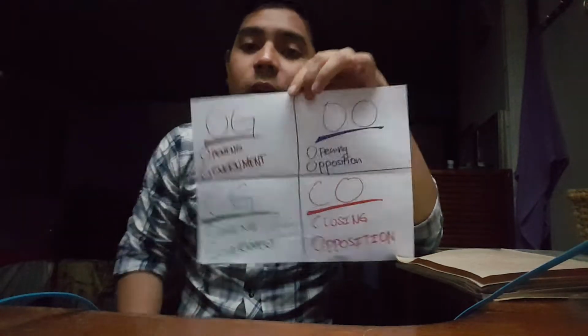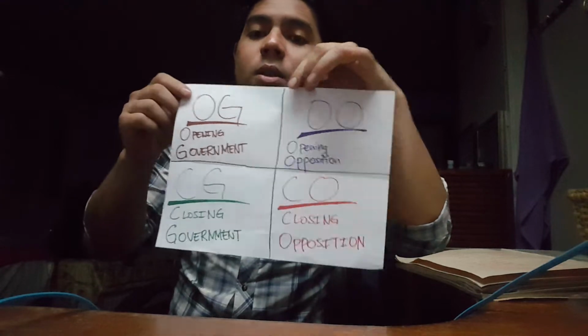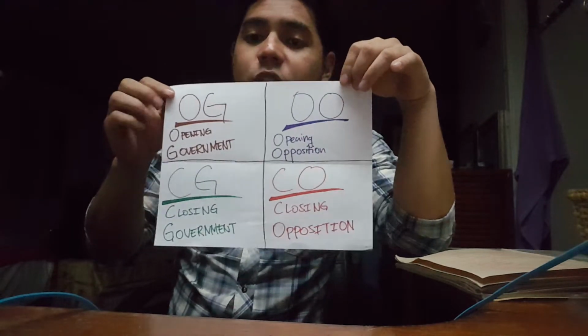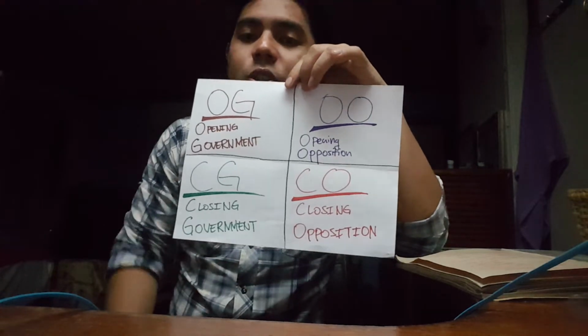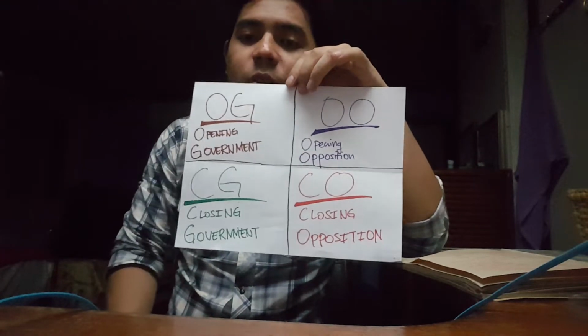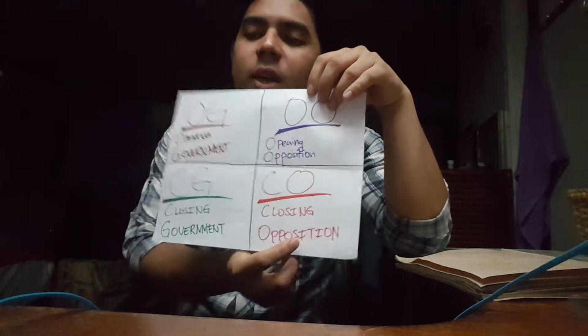So the four teams are, first, opening government. Second, opening opposition. Third is closing government, and last is closing opposition. So moving forward, let's just refer to them as OG, OO, CG, and CO. And in those teams, each team has two members or two debaters.